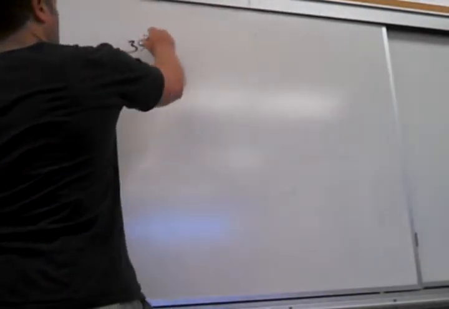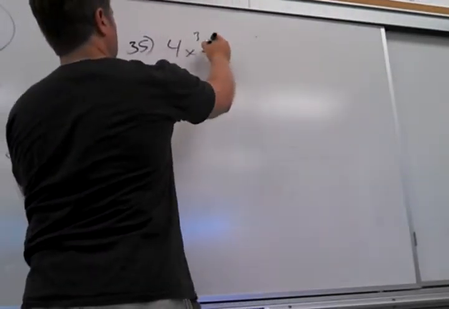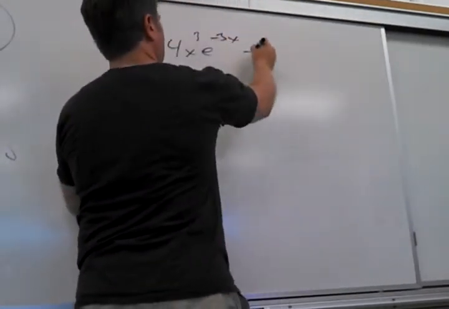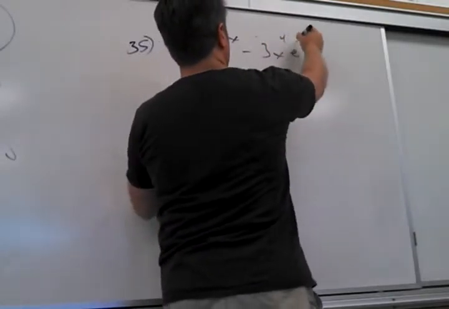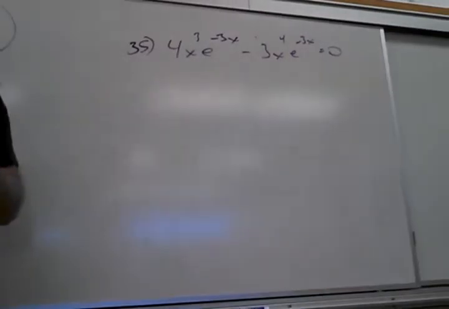Okay. So we got 4x cubed e to the weirdness minus 3x^4 e to the weirdness equals 0. So you don't freak out. I mean, how do you solve an equation like this?